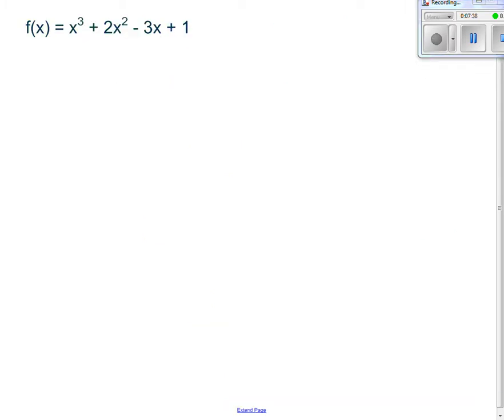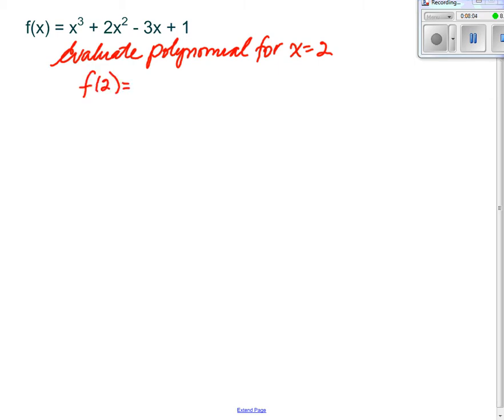Next example, a little bit new. Consider f of x equals x cubed plus 2x squared minus 3x plus 1, and we would like to evaluate the polynomial for x equals 2. We are looking for f of 2. So I am putting the value 2 wherever there's an x. 2 cubed plus 2 times 2 squared minus 3 times 2 plus 1.